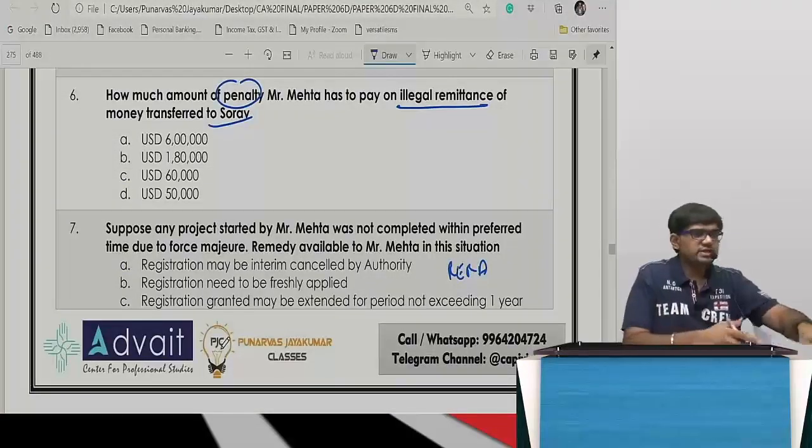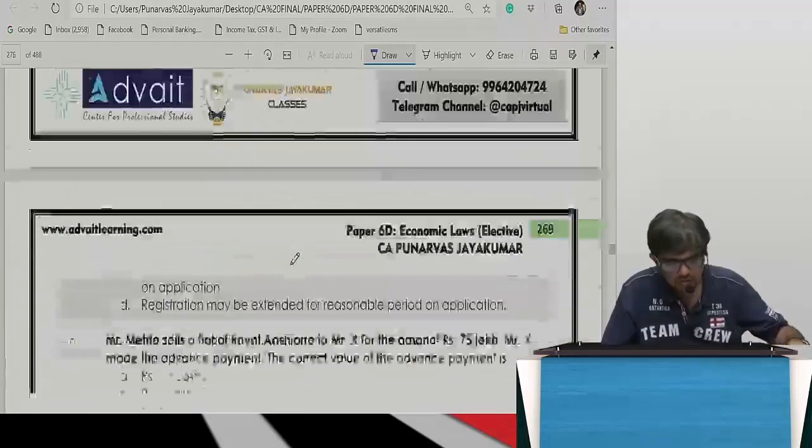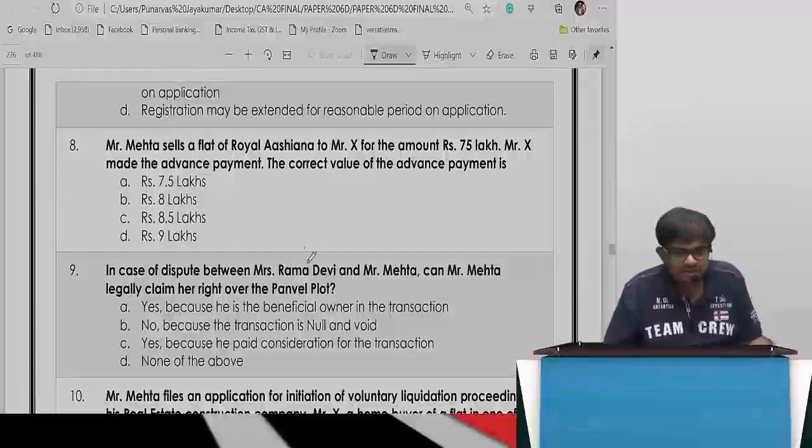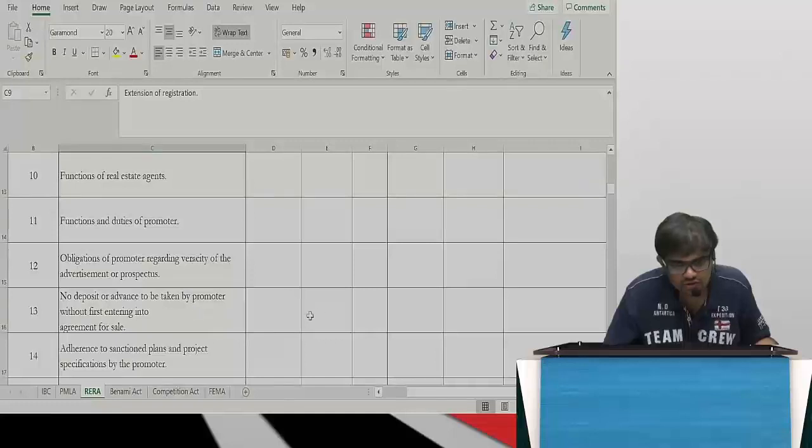Easy, no guys, very easy it is. Next, let us see. 8th one. Mehta sells a flat of Royal Ashiana to Mr. X for 75 lakh, advance payment, they are asking. For any advance payment, etc., what to do, what not to do, all those things.